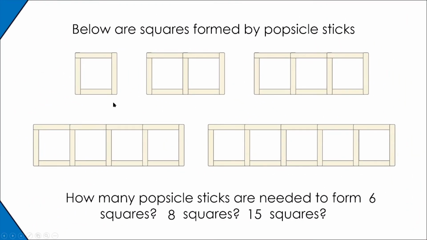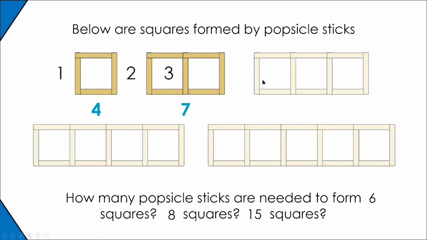As you can see, below are squares formed by popsicle sticks. We're going to count the number of popsicle sticks in one square. So let us start. We have 1, 2, 3, 4. So we have 4 popsicle sticks. How about 2 squares? 1, 2, 3, 4, 5, 6, 7. So we have 7 popsicle sticks.